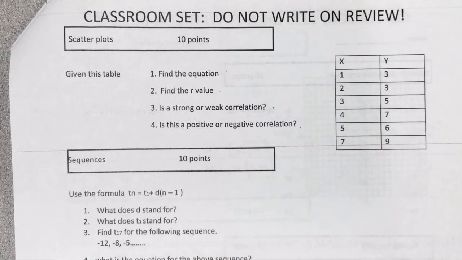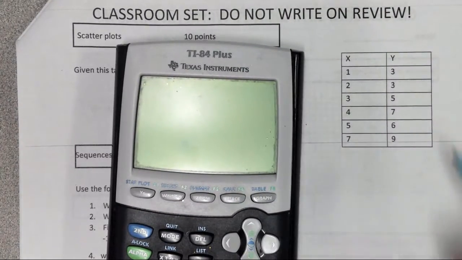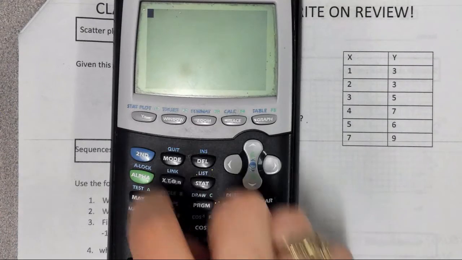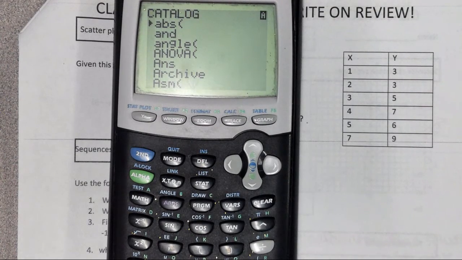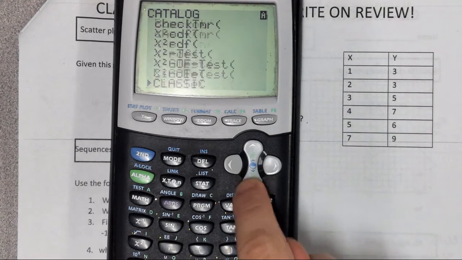All of this is something that you can do in your calculator. So we're going to go ahead and put these points into our calculator. We need to turn our calculator on. The very first thing we have to do is make sure that our diagnostics are turned on. Remember, the way you find your diagnostics is you hit second 0, and you scroll all the way down to where it says diagnostics on.